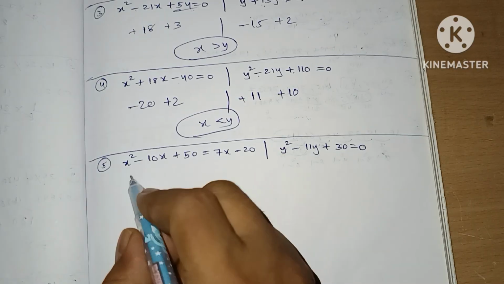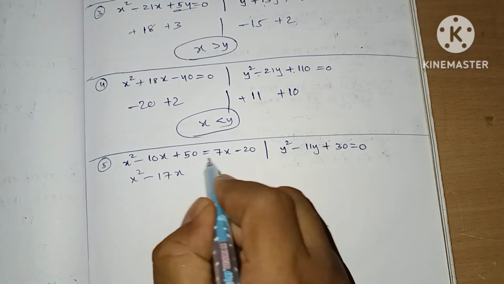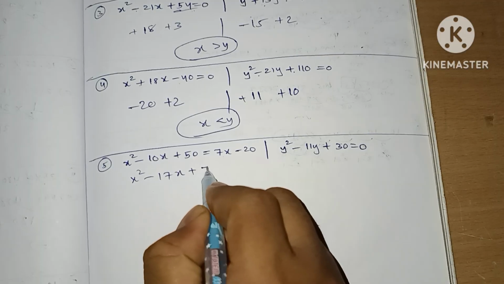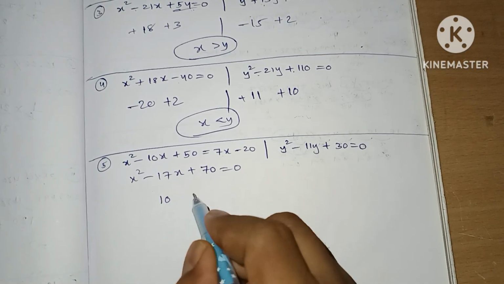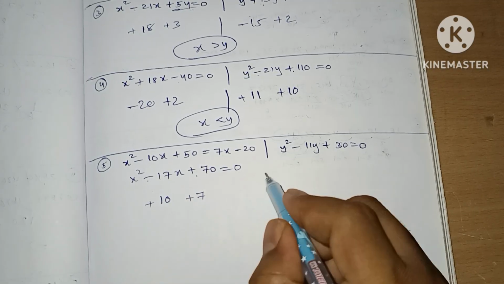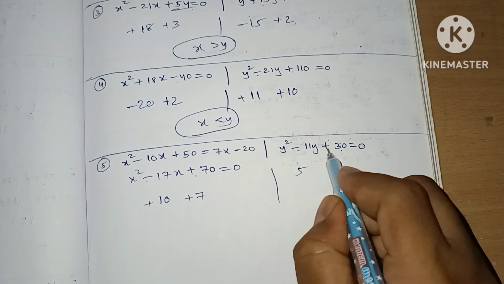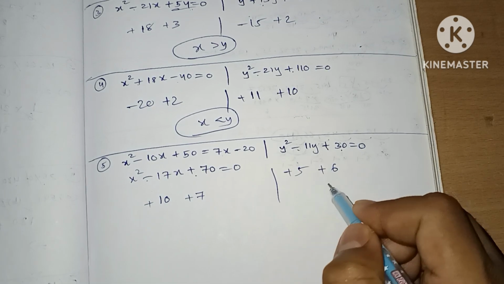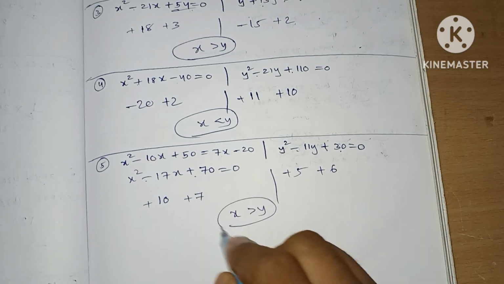Next question. Here we have x square minus 17x. This comes to this side with a plus, so plus 70 equals 0. So the roots will be 10, 7 times. Minus and plus, the roots are positive. This will be 30, 5 6 times is 30. Minus and plus, the roots are positive. Now by comparing these two, it is clear that x is greater than y.